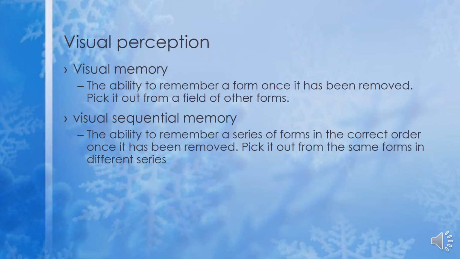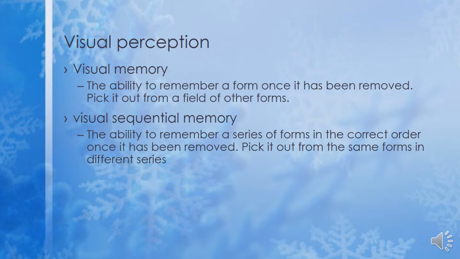So now that we've talked about the eyes and what goes on with that, let's talk about how the brain processes the information from the eyes. So visual memory is one that most people can relate to pretty easily. That's the ability to remember a form when you see it. It's taken away and you're given a bunch of other forms, and you can find the one that you saw and pick it out from a group of others. So it's remembering a visual form after it's been taken away, holding that in your mind.